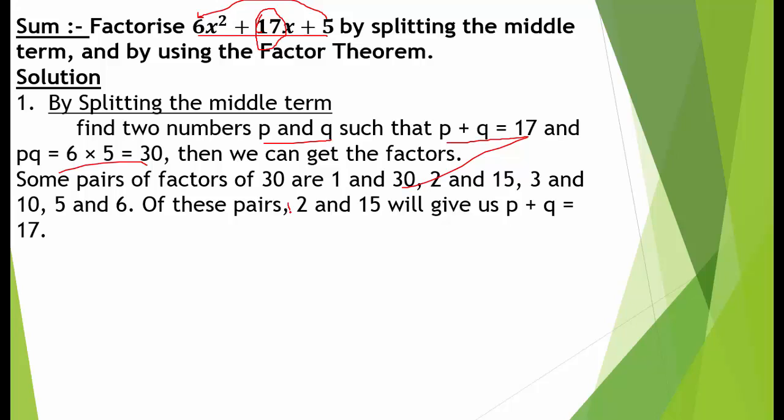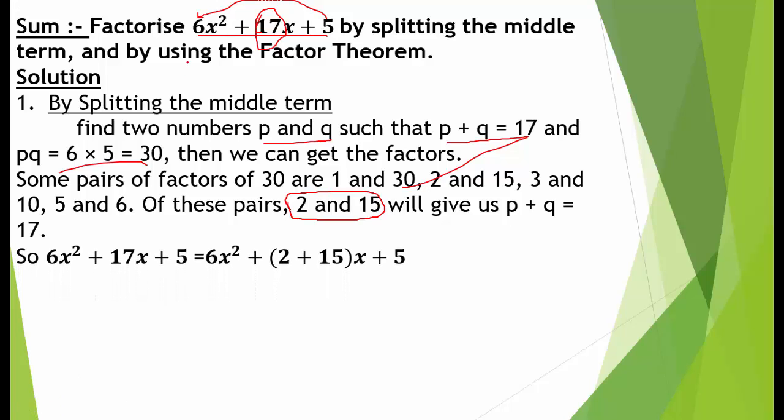So these are the factors satisfying both the equations. So this is p and q. Now split the middle term. Here we have given 6x square plus 17x plus 5.